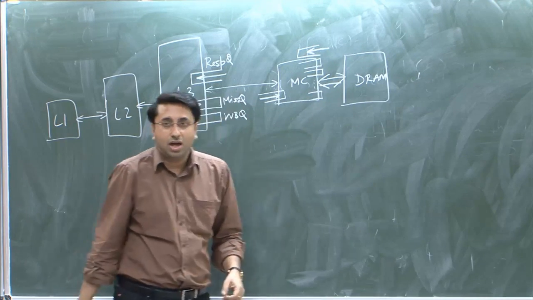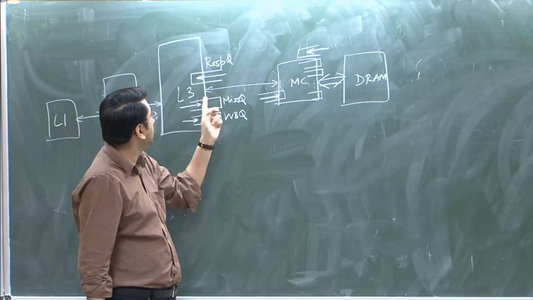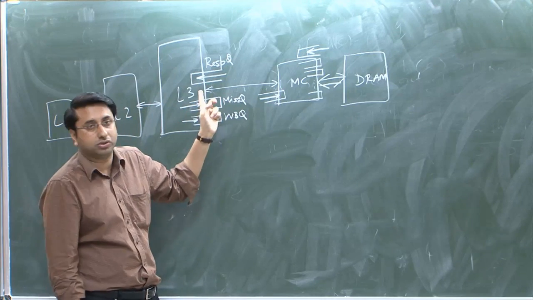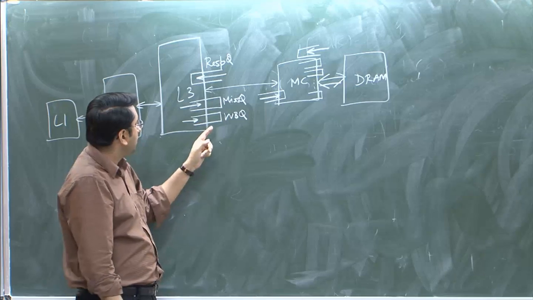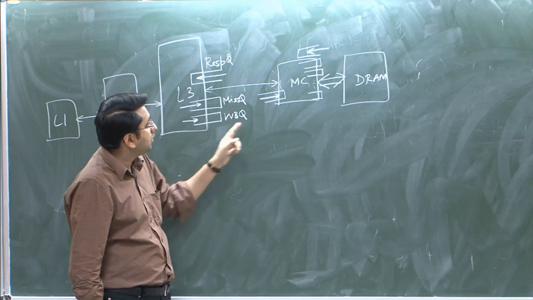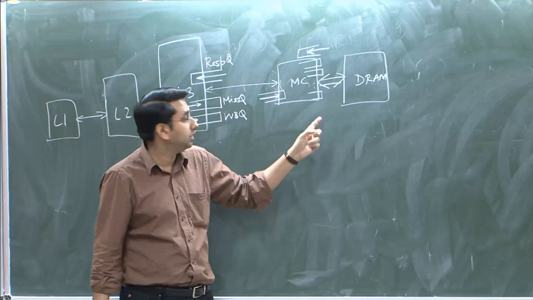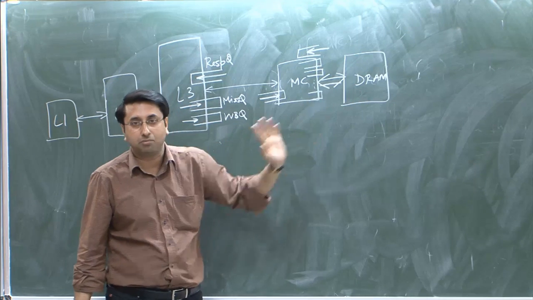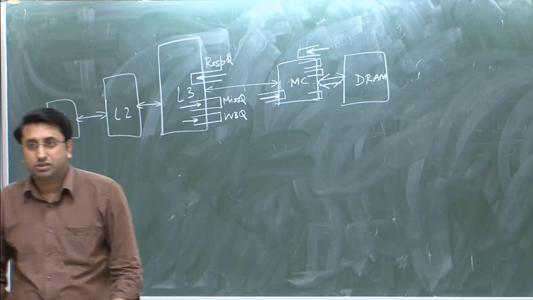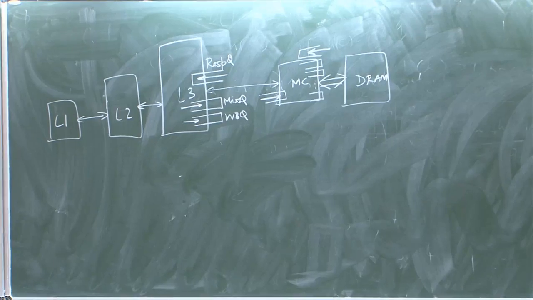The response will be sent over the bus into the L3 cache's response queue. If it's a write back request, then of course there won't be any response. The data will just be written back to the corresponding bank. So is this overview clear to everybody, this particular architecture?